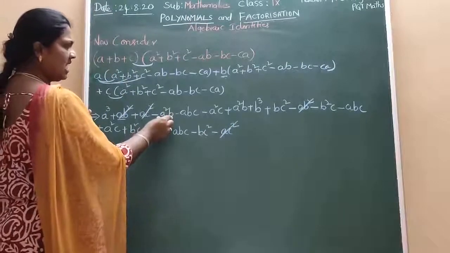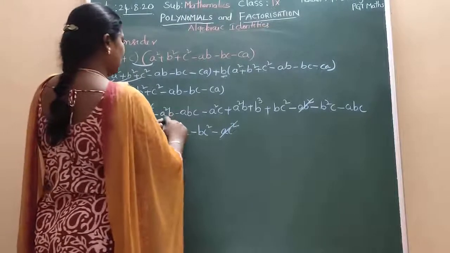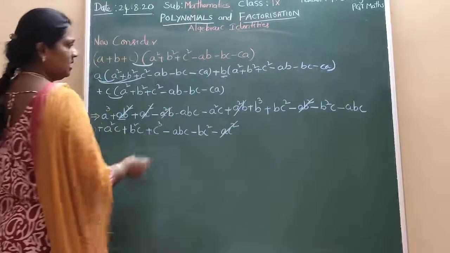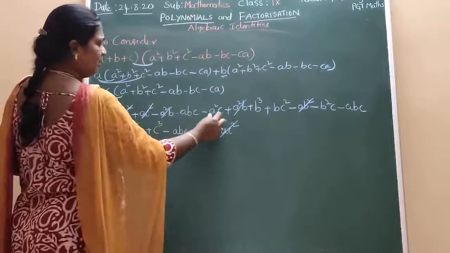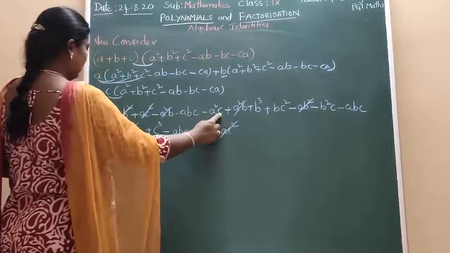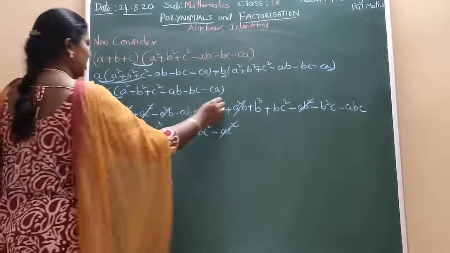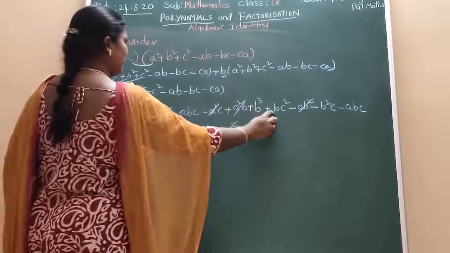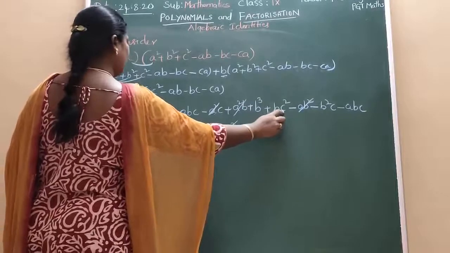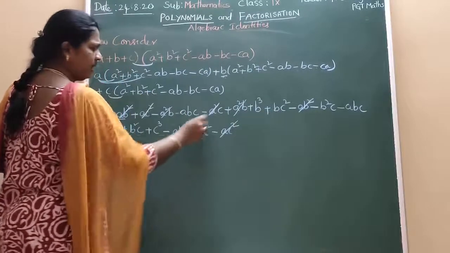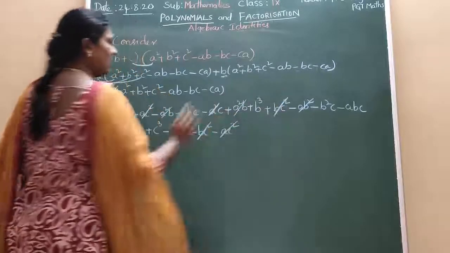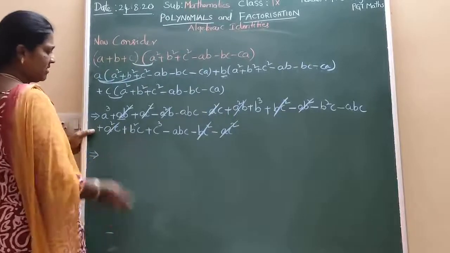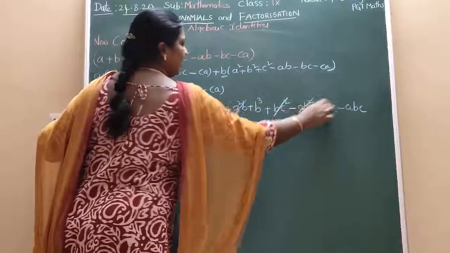Again here minus a²b. We see that here minus a²b and here plus a²b. These two get cancelled. Again here we are having minus a²c, and yes, we are having plus a²c. See, here minus a²c plus a²c. Again here we are having bc². Here plus bc², here minus bc². These two get cancelled. Again here minus b²c and we are having plus b²c. These two also get cancelled.